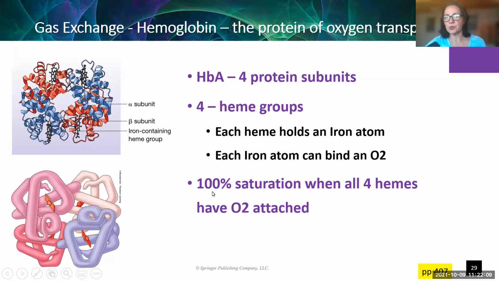We'll talk about saturation of hemoglobin. When all 4 heme groups have oxygen attached, we say it's 100% saturated. If only 3 of them have oxygen attached, it's 75% saturated.